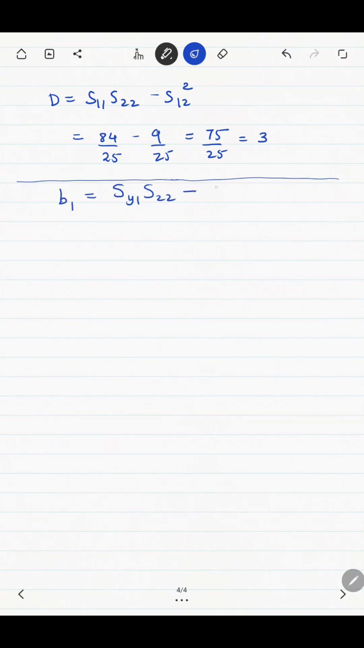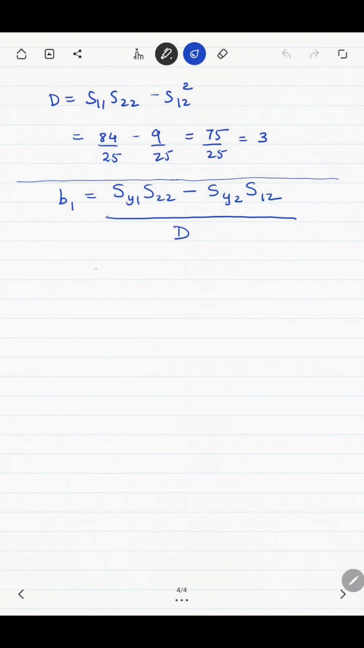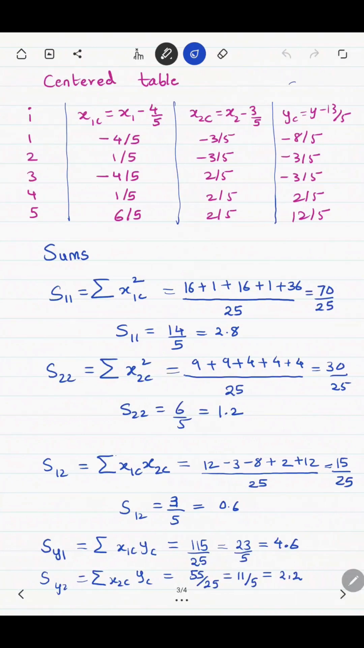So B1 is nothing but Sy1 S22 minus Sy2 S12 divided by D. So we'll substitute the values that we have found above, and it will simplify to 7 by 5, which is 1.4. B2 is Sy2 into S11 minus Sy1 into S12 divided by D. We'll substitute the values we calculated above, and it comes roughly to 17 by 15, which is roughly 1.1333. I highly encourage you to calculate this on your own and verify the answers.